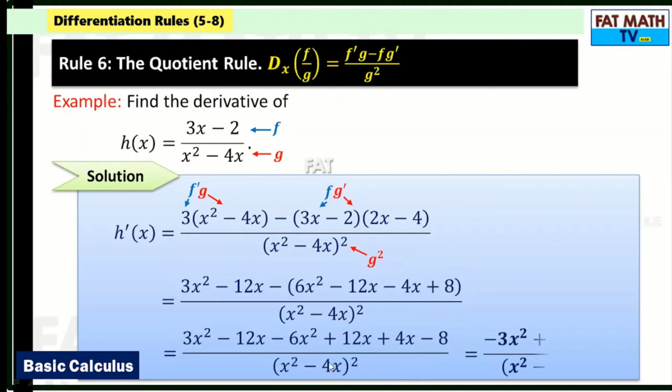And then combine like terms. 3x squared minus 6x squared is negative 3x squared. Negative 12x plus 12x is 0. Plus 4x, that is 4x. And then copy negative 8 and copy also the denominator. So the derivative of the given function is this one.